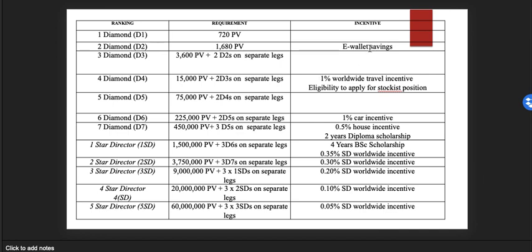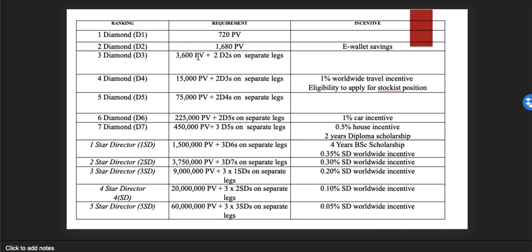And then here, the incentive you have is e-wallet savings. What does that mean? When your commission is being paid, the company puts 5% in your e-wallet for you that you can use for subsequent orders as you so desire. Now, from Diamond 3, the story changes.